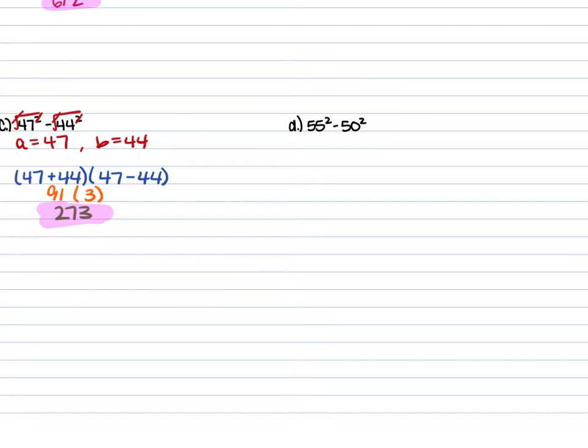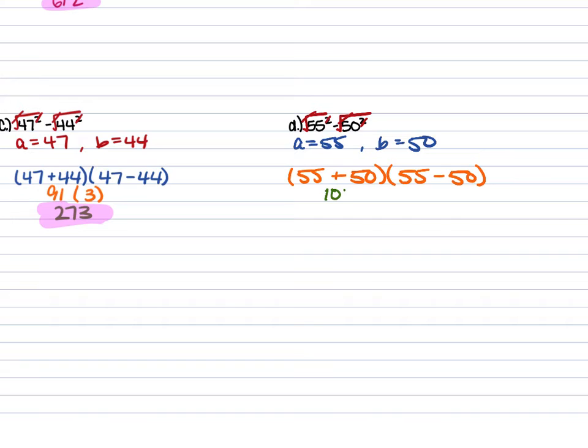In example D, we're given 55 squared minus 50 squared. So again, take the square root of the 55 squared, take the square root of the 50 squared. We have an A of 55, a B of 50. So this is giving us 55 plus 50 times 55 minus 50. So from here, we're going to have 105 times 5. 5 times 5 is 25. 5 times 0 plus 2 is 2. 5 times 1 is 5, so that's 525.